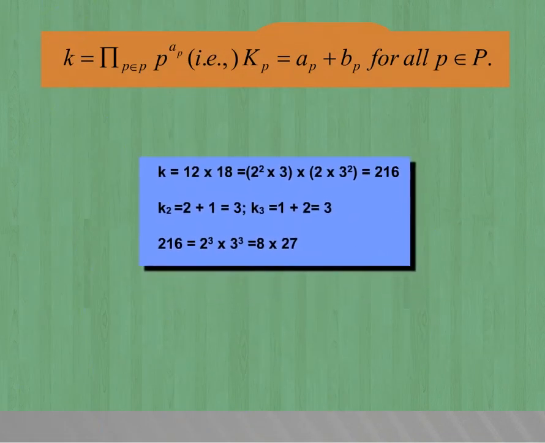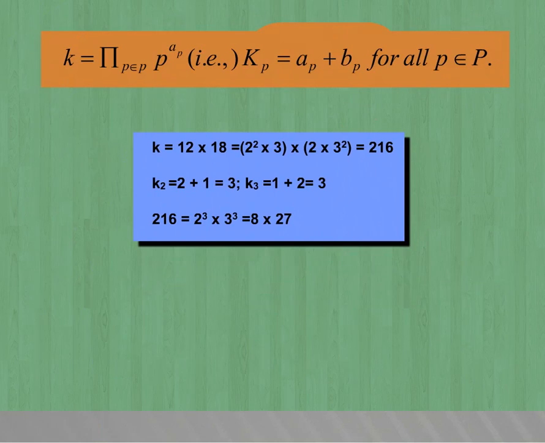k is equal to 12 into 18, which is equal to 2 square into 3 into 2 into 3 square, which is equal to 216. k2 is equal to 2 plus 1, which is equal to 3. k3 is equal to 1 plus 2, which is equal to 3. 216 is equal to 2 cube into 3 cube, which is equal to 8 into 27.